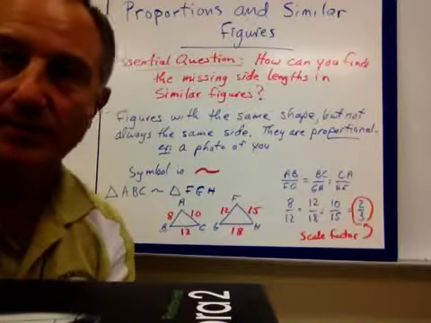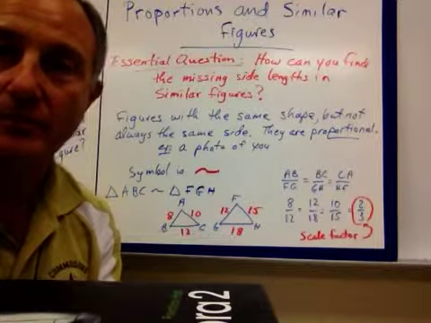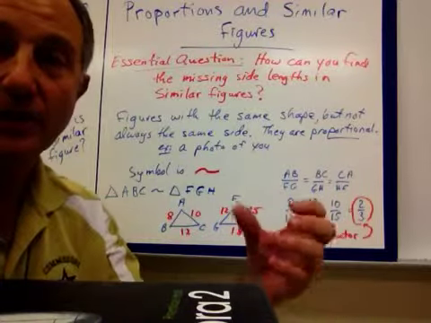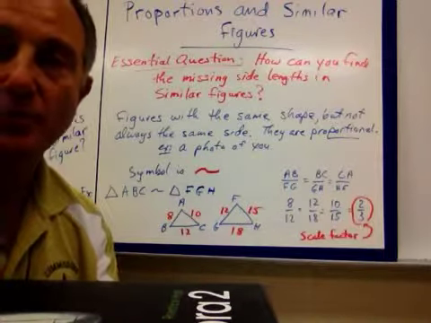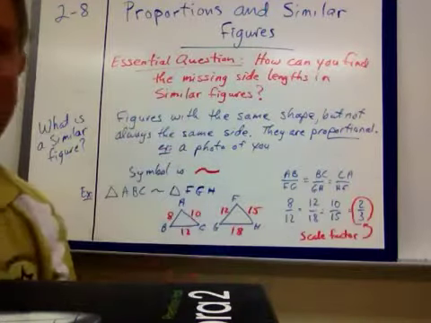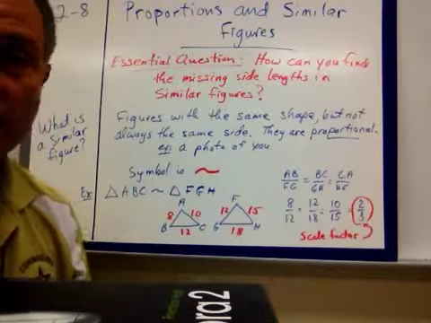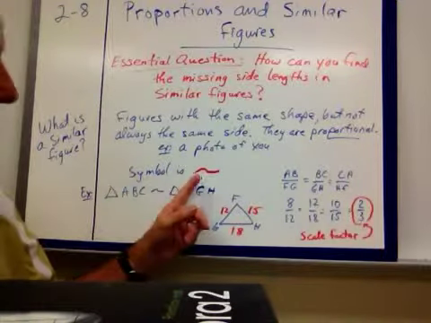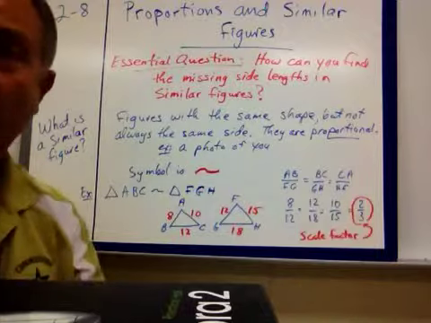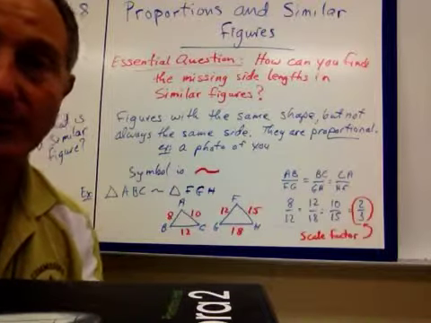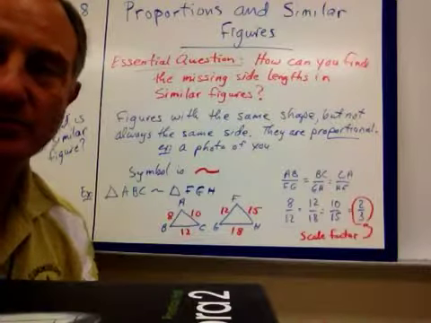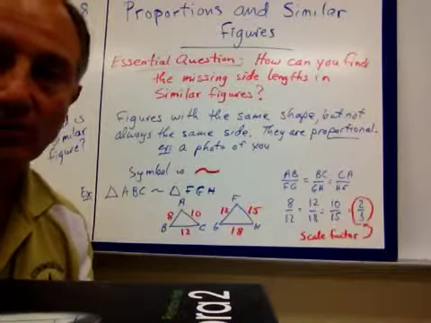Another good example is scale drawings, maps. When you look at a road map, your GPS, they're not exactly the same size, but they're proportional. Those are all examples of similar figures. The symbol we use is this wavy line. That means similar. It means they look the same, they're proportional, but they're not always the exact same size. If they're the exact same size, you'll learn next year in geometry they're what we call congruent.